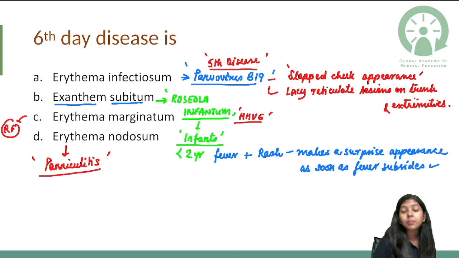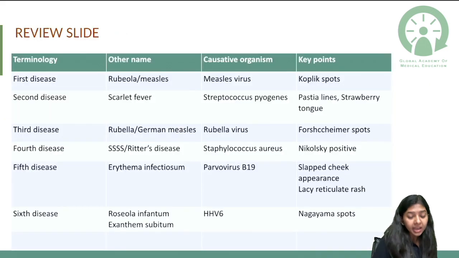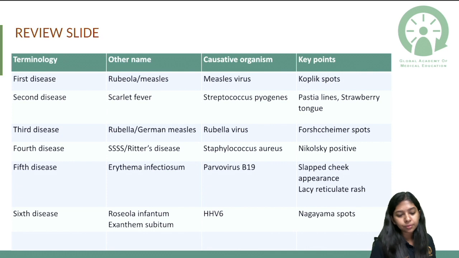You have a surprise appearance of the rash as soon as the fever subsides, and it's a self-limiting condition mostly affecting infants, and you get rose colored macular rash. Again, take a screenshot. I've prepared this for you all so that you can just revise that on the go whenever you are free. So first disease is measles, caused by measles virus.